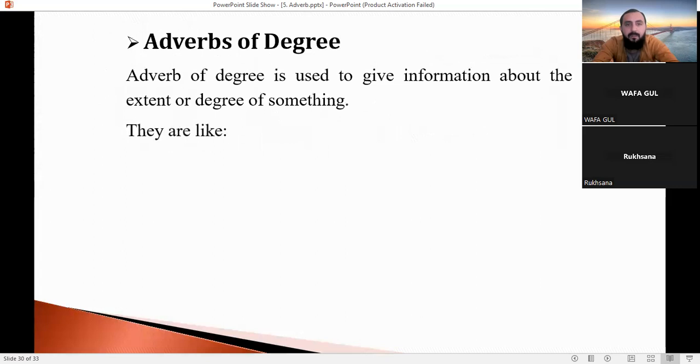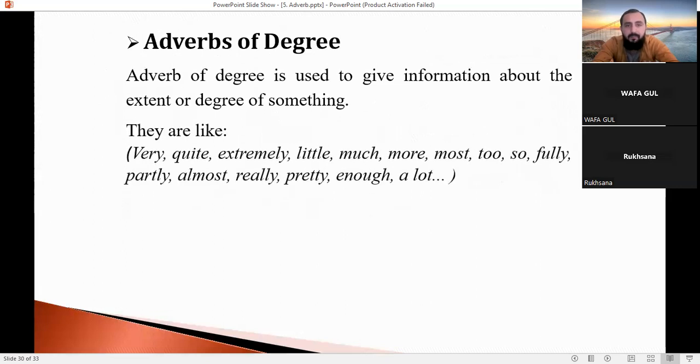Adverbs of degree now. Ms. Safa, can you read it? Adverb of degree is used to give information about the extent or degree of something. They are like very, quite, extremely, little, much, more, most, too, so, fully, partly, almost, really, pretty, enough, a lot. So adverbs of degree actually tell us to what extent something happens, is true, is wrong, or is occurring.